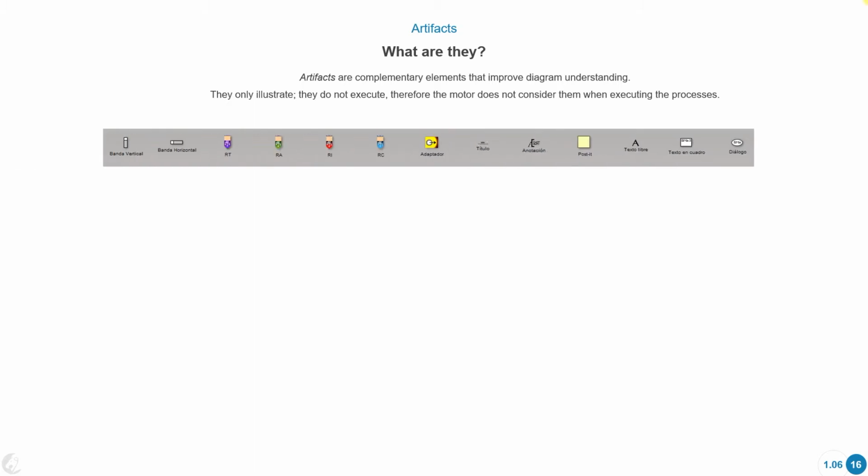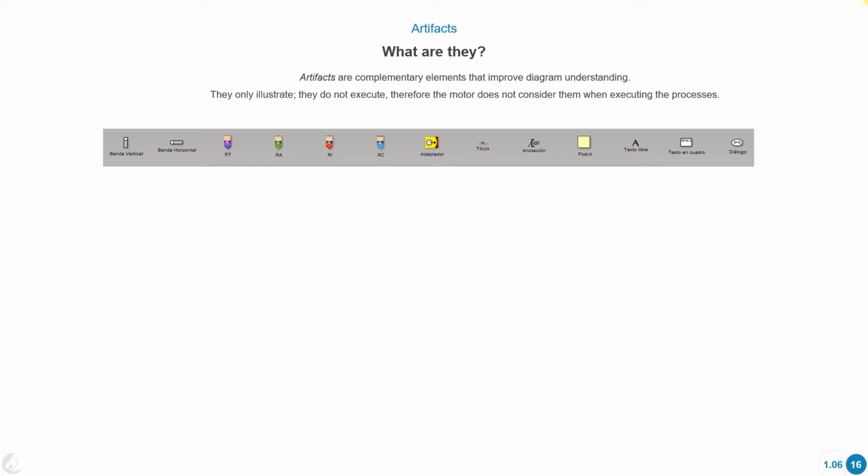Artifacts. Artifacts are complementary elements that improve the diagram understanding. They only illustrate, they don't execute anything, okay? They don't affect the process. Therefore, the engine is not going to consider them when we launch a process. All they're going to do is help us add some additional information to a diagram.